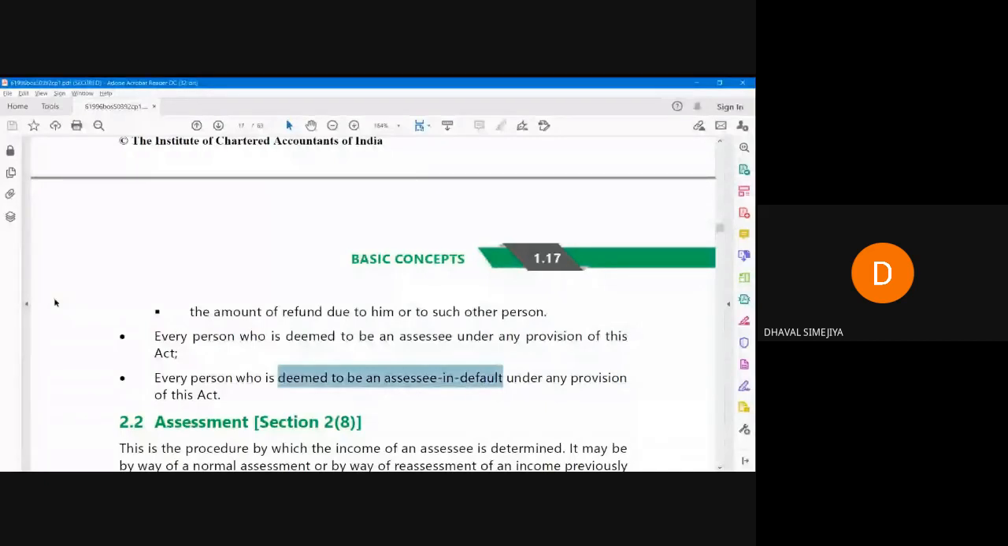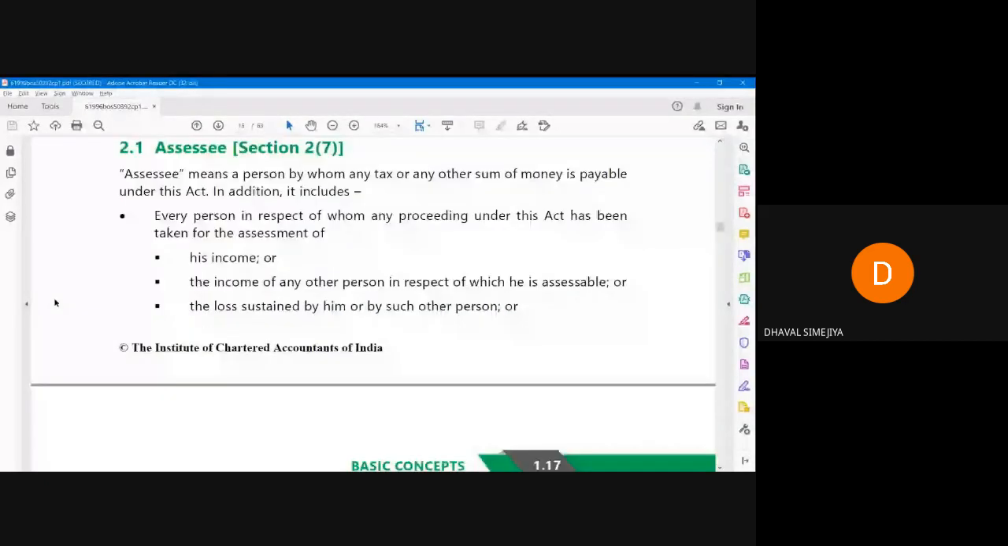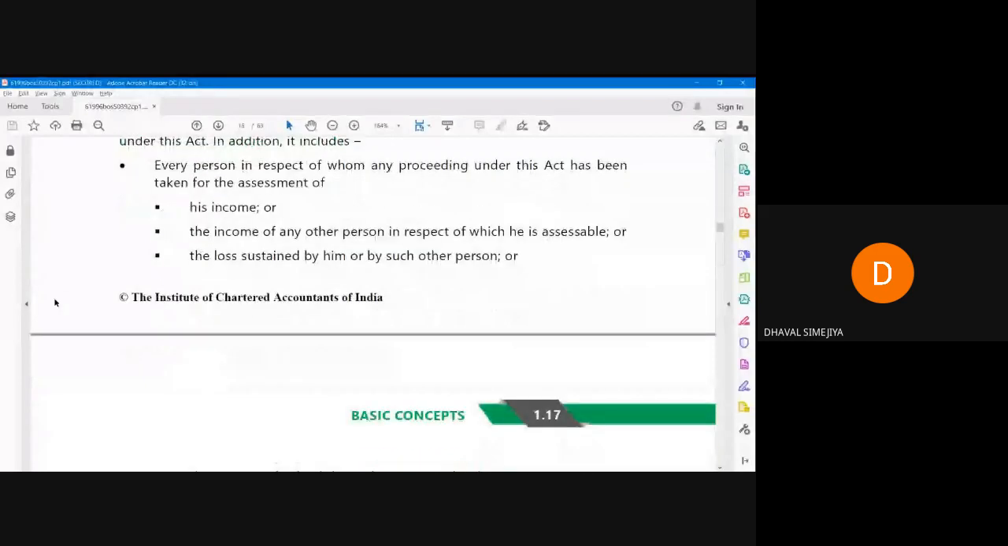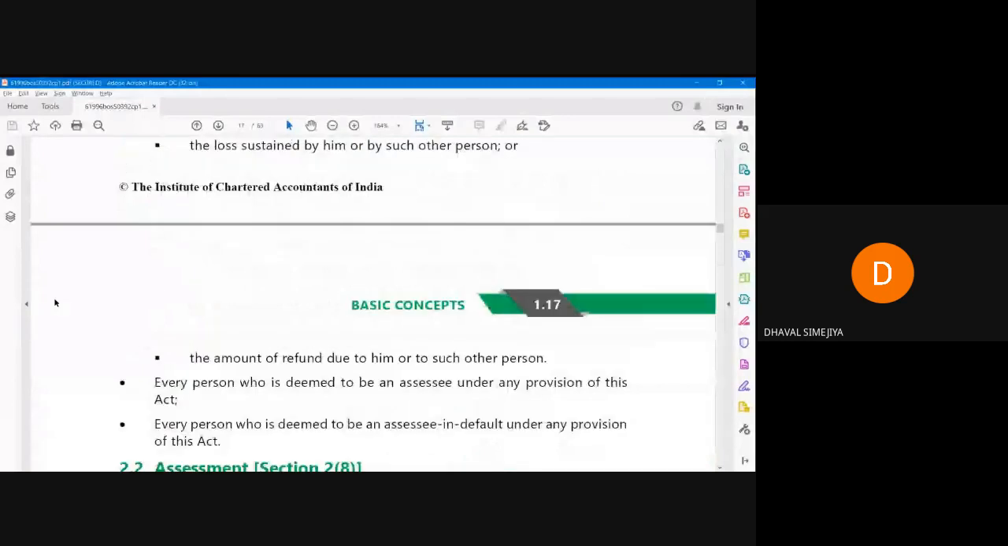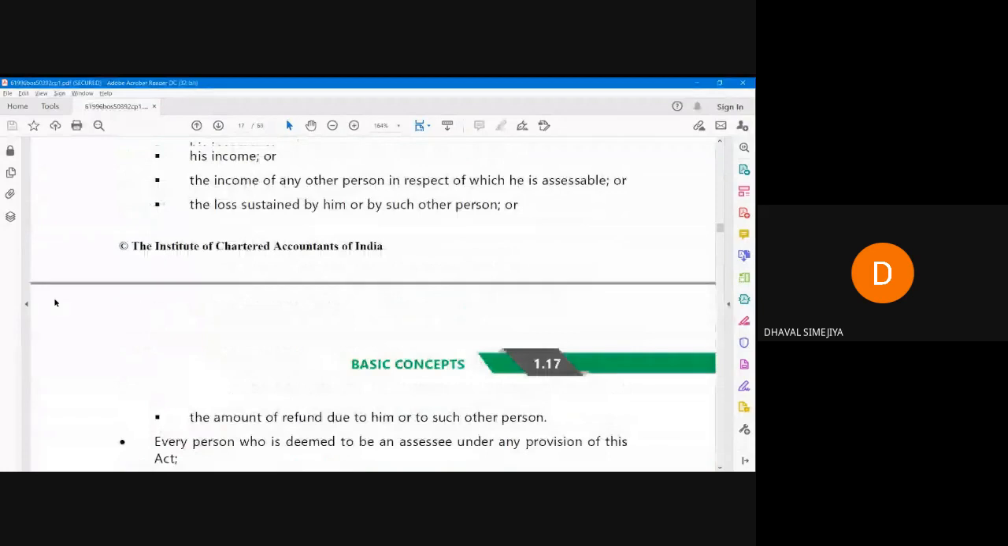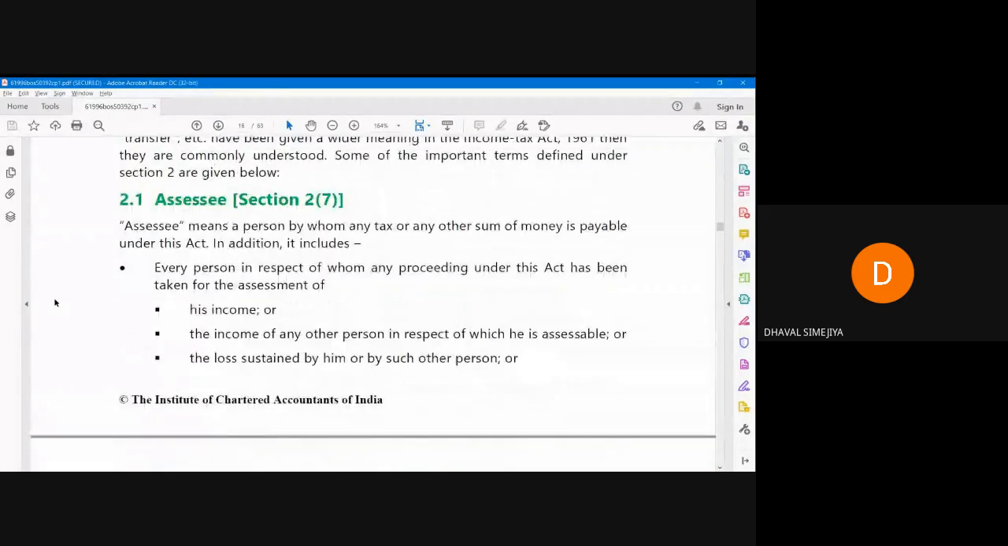Okay, so person who is supposed to pay any tax, person in respect of whom any proceedings are going on, and a person who is SSE in default or person is deemed to be an SSE will be covered in the definition of SSE. 4 marks question can be asked. Write down the definition of SSE. Section 2, subsection 7.